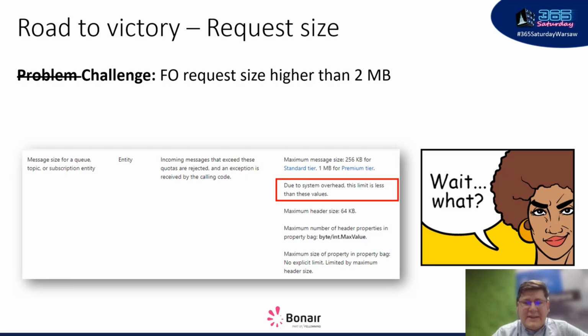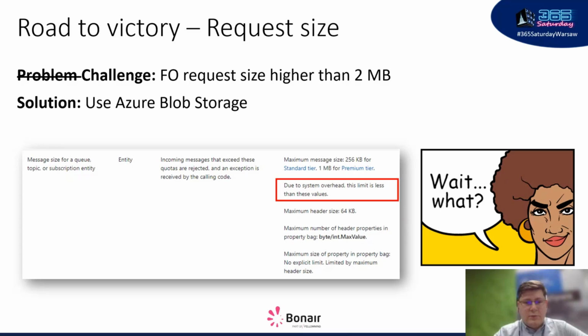To be honest, sometimes when reading Microsoft documentation, I have the impression that the authors are competing in who will put a better Easter egg in this doc. Look here: due to the system overhead, this limit is less than these values. No idea how big this request size is in real life. Okay, so what else can we do? We can't just put a 2 megabyte JSON file on our service bus queue.